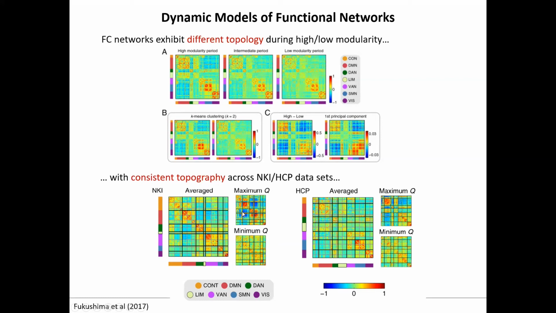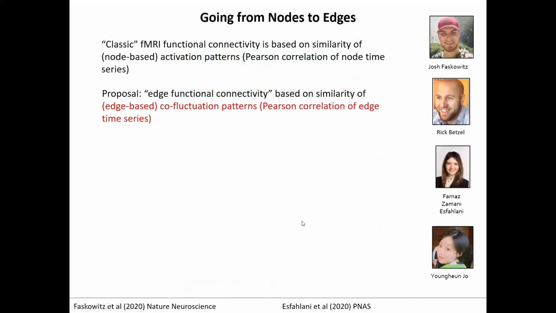You see these blue splotches here, which mean anti-correlation. So visual, somatomotor, attention systems are decoupled from default mode and control. That's the signature. That's that inherent dichotomy that we see not just in the NKI set, but also in the HCP data set.